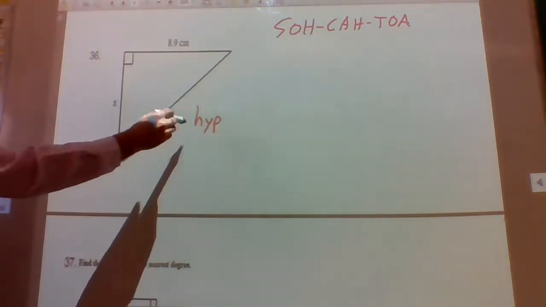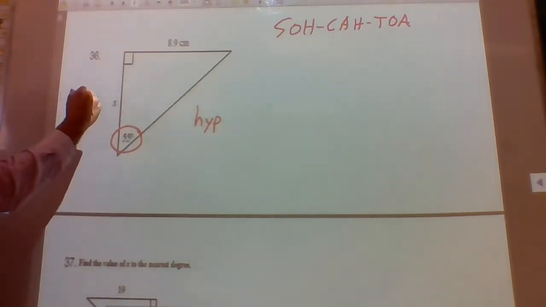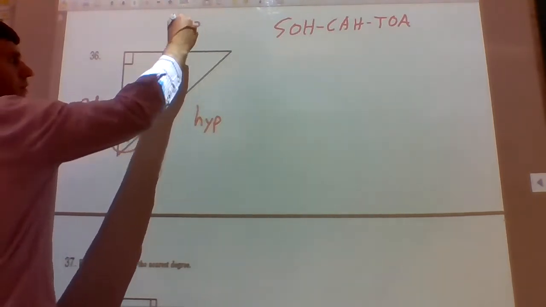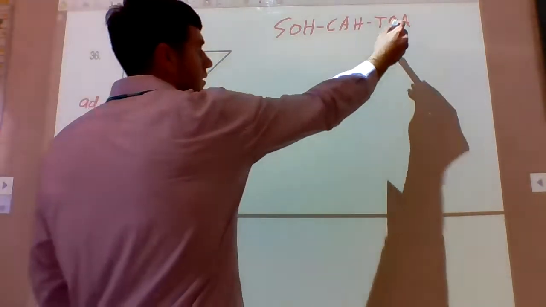Okay, label the hypotenuse first. Second step, circle the angle. Next to is adjacent. Across from is opposite. This is going to be tangent because we have opposite and adjacent.